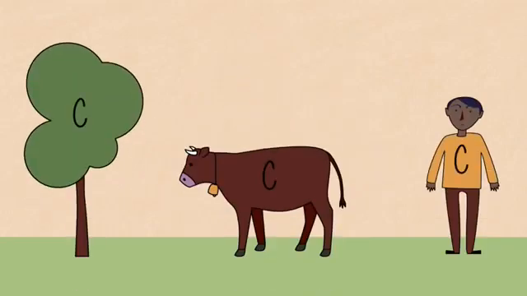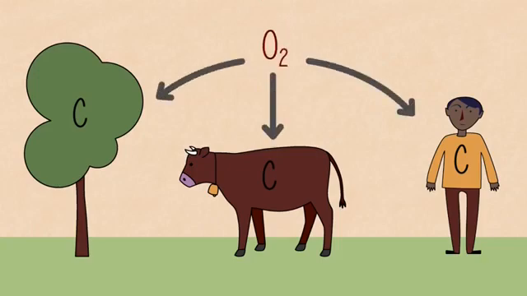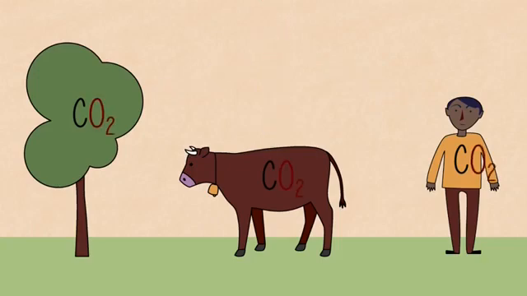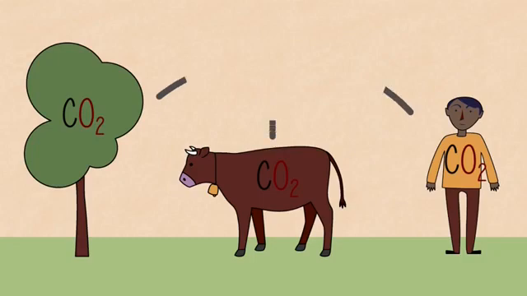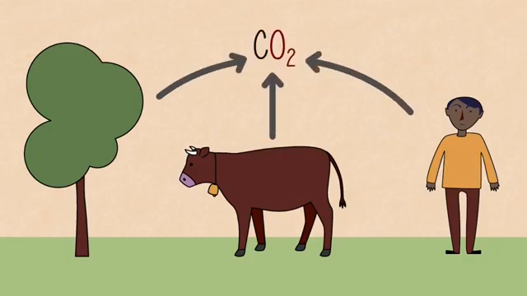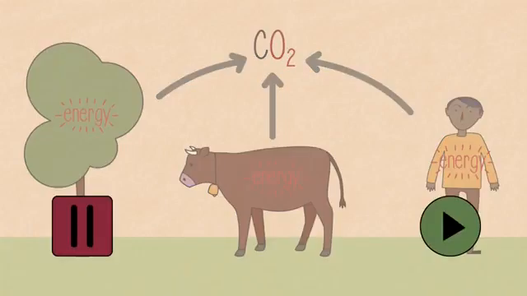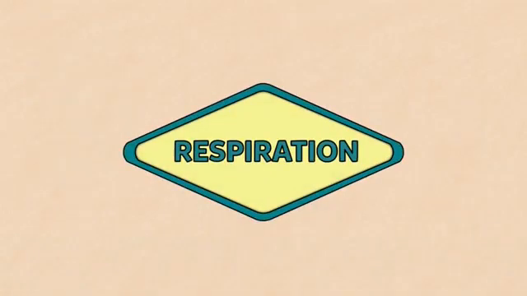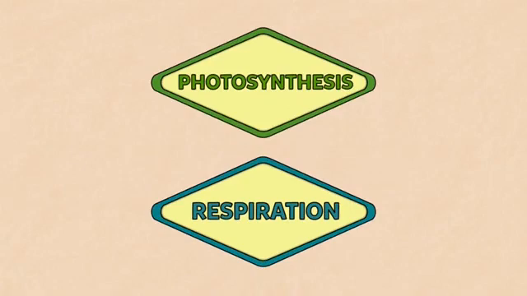In order to fuel these living processes, plants and animals take back oxygen from the air and rejoin it with the carbon, releasing carbon dioxide back into the environment. Do you know the name of this energy releasing process? Pause the video whilst you think of your answer. Well, it's called respiration, and here is a simple representation of the two processes.